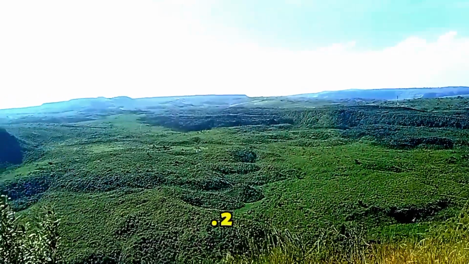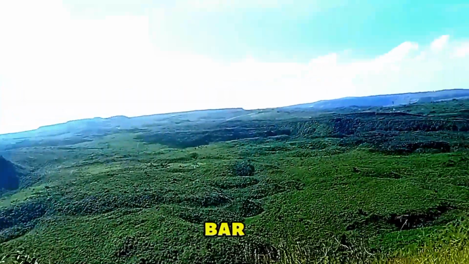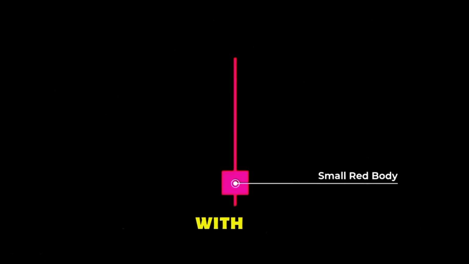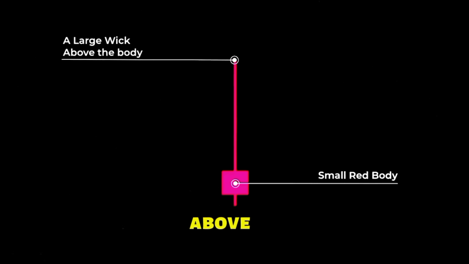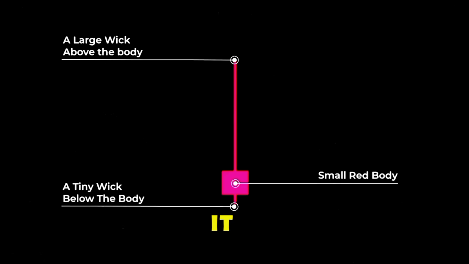Pattern number 2. Bearish Pin Bar. The Bearish Pin Bar is just the opposite of the Bullish Pin Bar. It is a red candle with a small body, a large wick above the body, and a tiny or no wick below the body. It indicates a reversal to the downside.